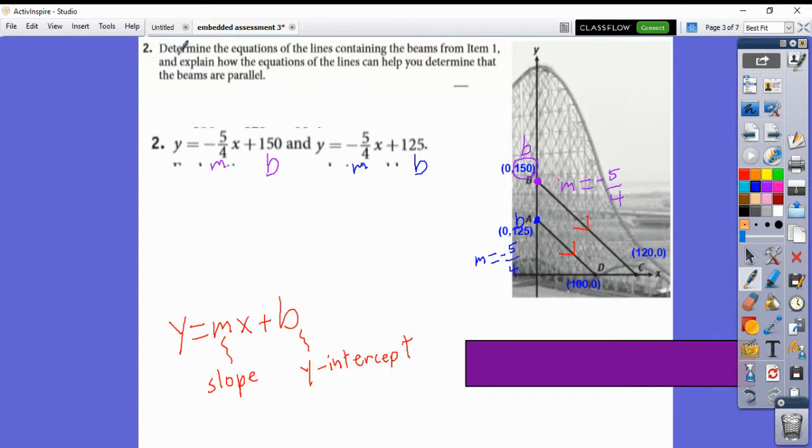And then they want us to explain how the equations of the lines can help us determine that the beams are parallel. So we could say something like, since both equations have equal slopes, the beams must be parallel.